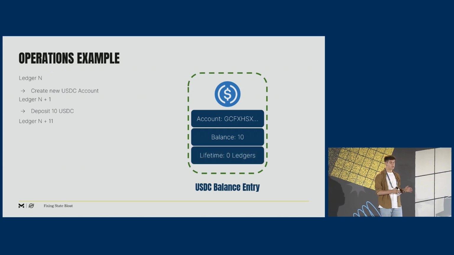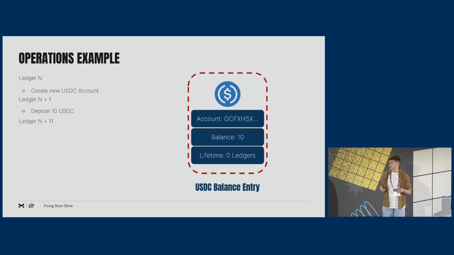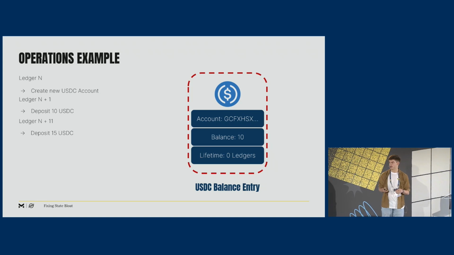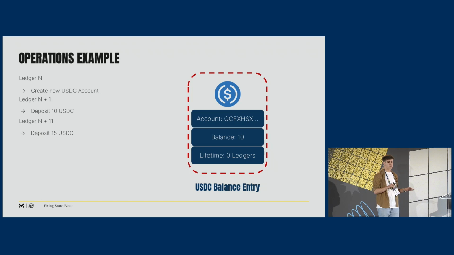Now because our lifetime is 0, our entry is now considered expired, as you can see by this dotted red line. Now on this ledger, we attempt to make another deposit into our account and deposit 15 USDC. But because our entry is expired, this transaction will fail, and our balance will remain at 10. Note that you don't lose the 15 USDC. It's not gone into the ether, it's just that the transaction fails and doesn't go through. So we've learned from our mistake, and now we know our entry's expired.